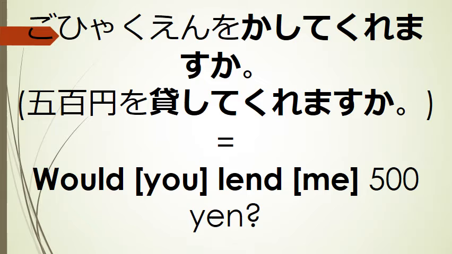So if I were to say, 500 yen o kashite kuremasu ka? That would mean, would you lend me 500 yen? You can see I'm combining the te form of kasu with kuremasu ka to make a polite request for a loan.